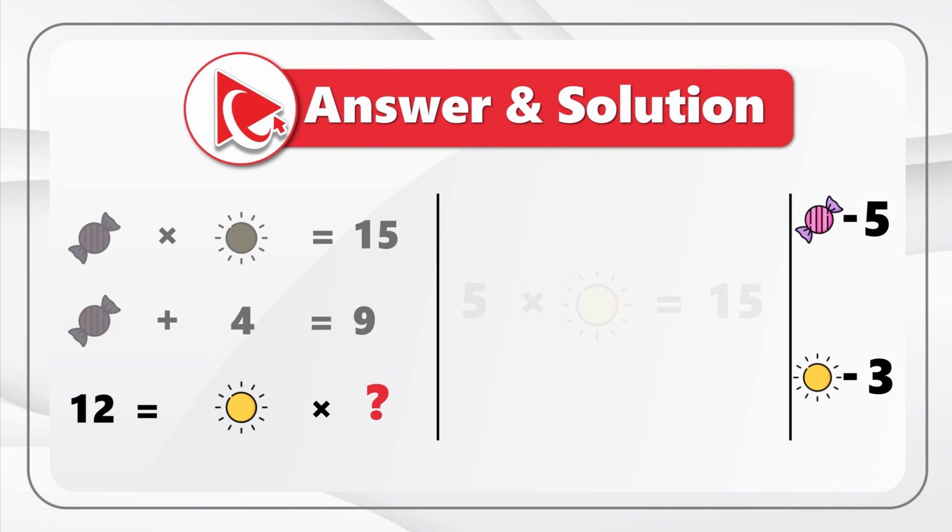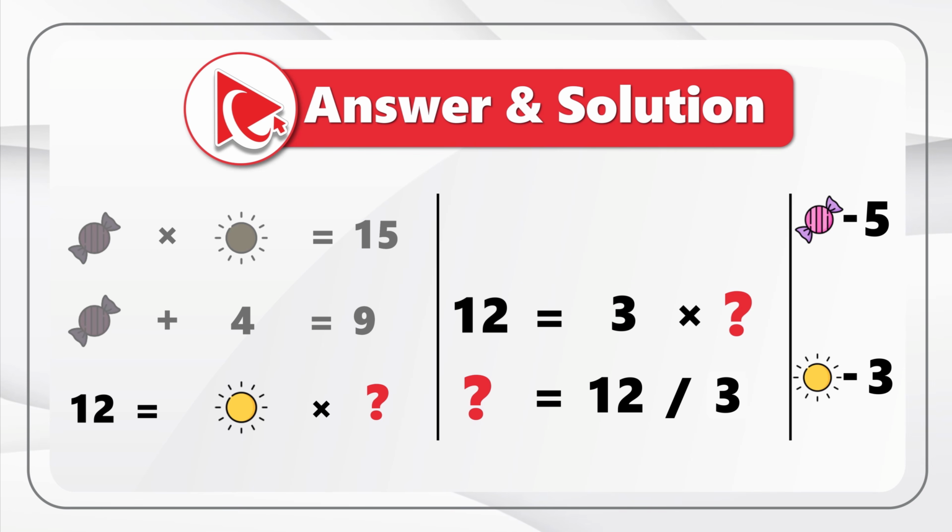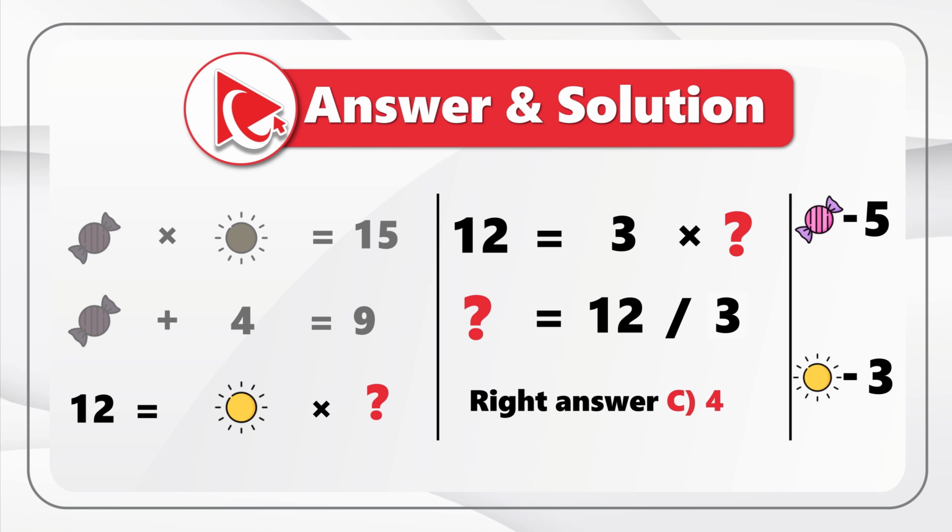And now we can focus on the last expression. 12 equals sun multiplied by question mark. We know that the value of sun is 3, and we can substitute it, and the new expression will be 12 equals 3 multiplied by question mark. Question mark can be calculated by 12 divided by 3, so the end result would be answer C, 4.